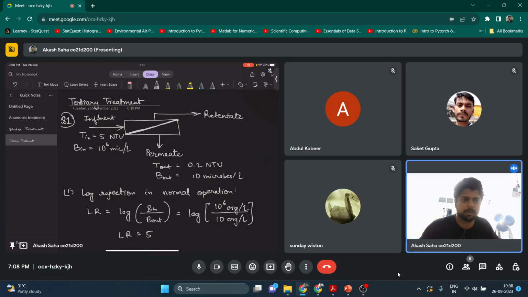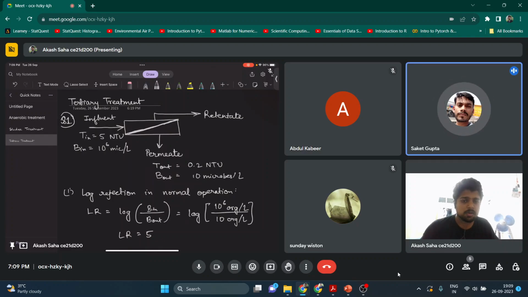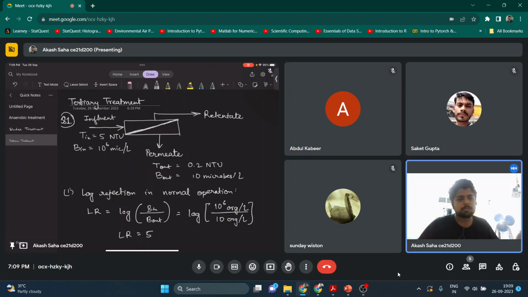Fine. Are you able to understand? What did we find out? Saket, is it clear? Sir, why do we divide bacterial in by bacterial out? No, we are just finding out how much, in terms of log, of my bacteria are getting removed. It's just a ratio, but in terms of log. Okay, sir, it's just a ratio, nothing else.